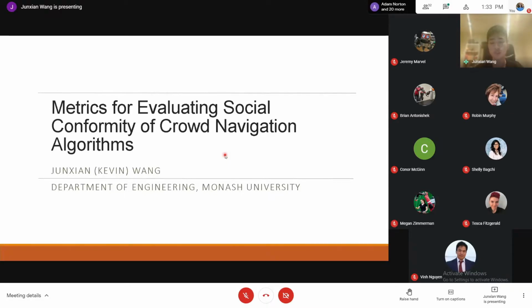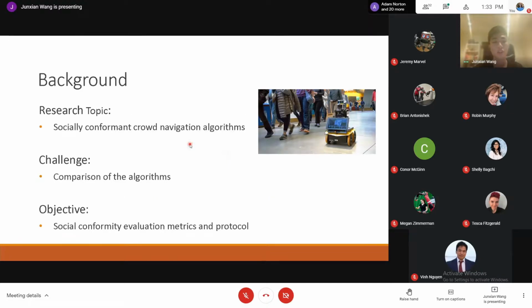So I will first introduce some background into this issue. As I mentioned, my research topic is on the social conformity of crowd navigation algorithms. Initially, our idea was to develop a novel algorithm built on some existing work done by some of my fellow students. But then upon some literature review of the more state-of-the-art implementations, we decided to run some of these papers' implementations and build on top of their foundations.